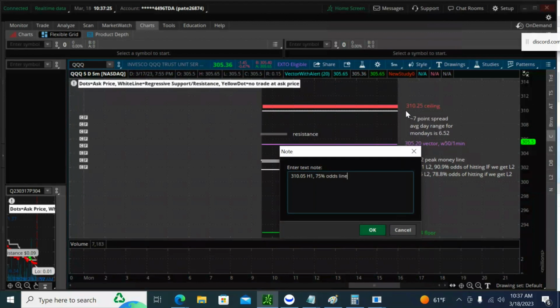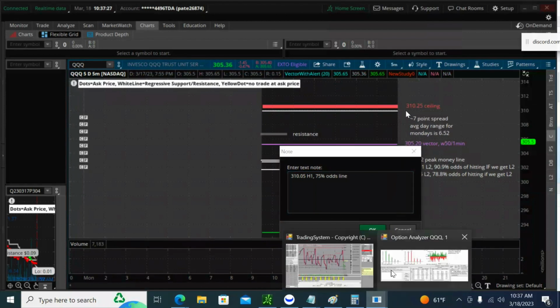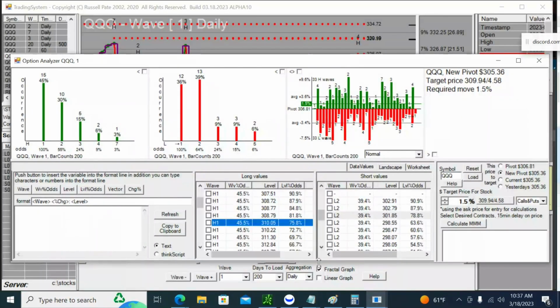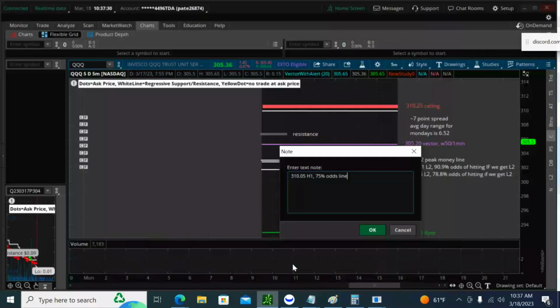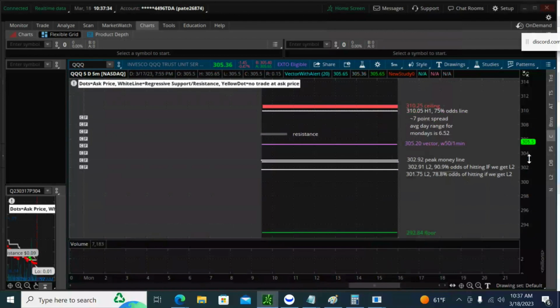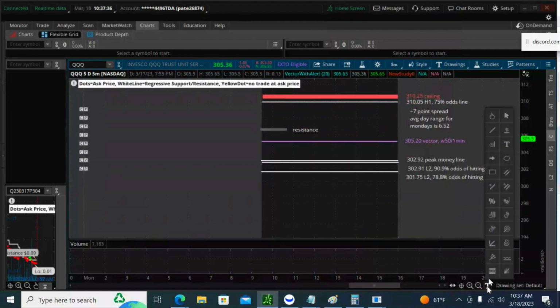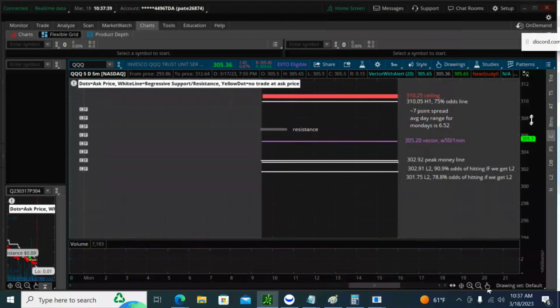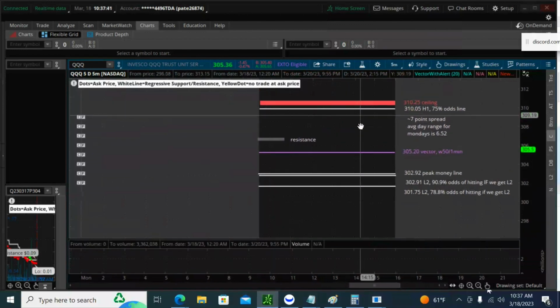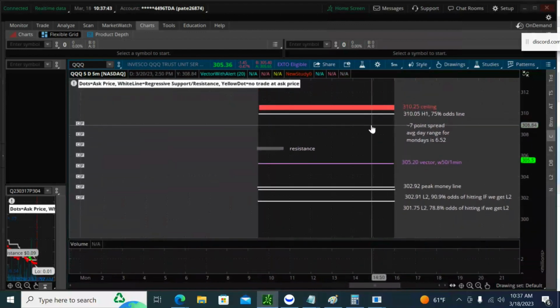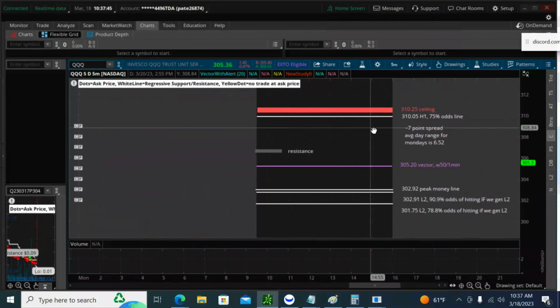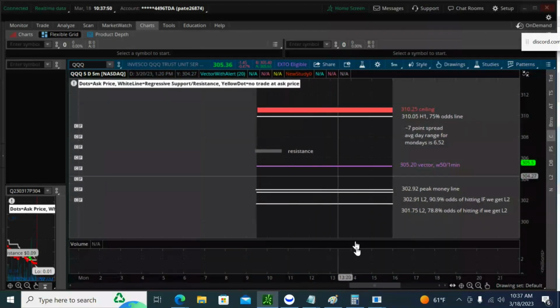I'll just call it 75. I think it was 75.8 technically. So it's a pretty squishy little range. So here's one of the things I look at. Okay, so the range maybe 6.